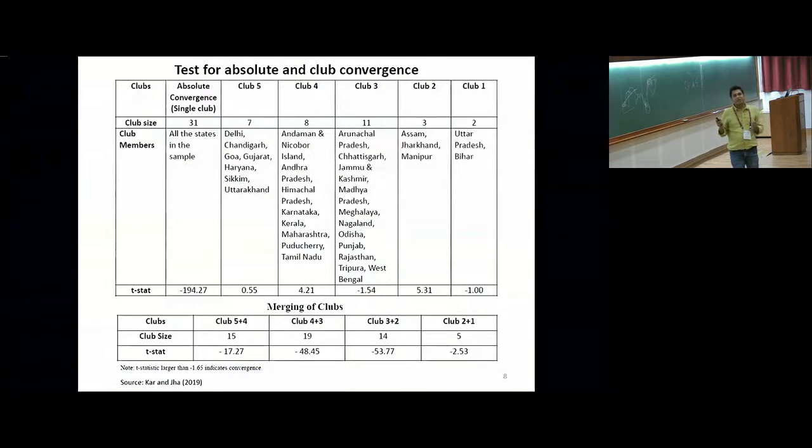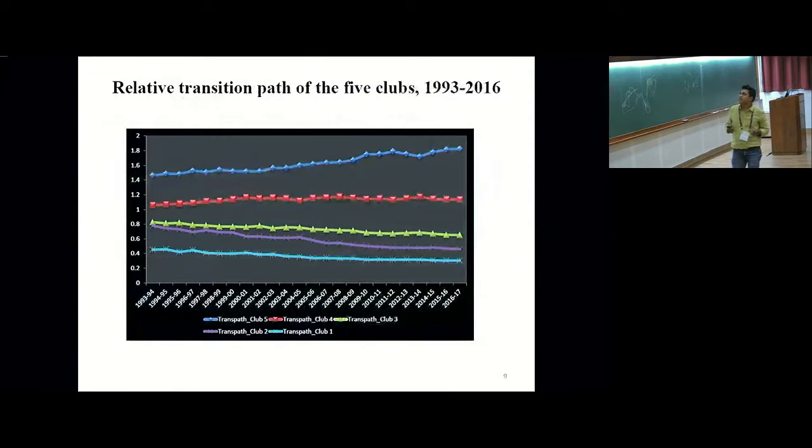And the advantage of this technique is that it clearly gives us which states belong to which club. And this is the relative transition path. You can think of it as the average growth of each of the clubs. We can clearly see that the average growth of each club is diverging from the others, right? The richer club is diverging from the second, which is the red line. Similarly, all the other clubs are diverging from each other. So clubs are diverging.